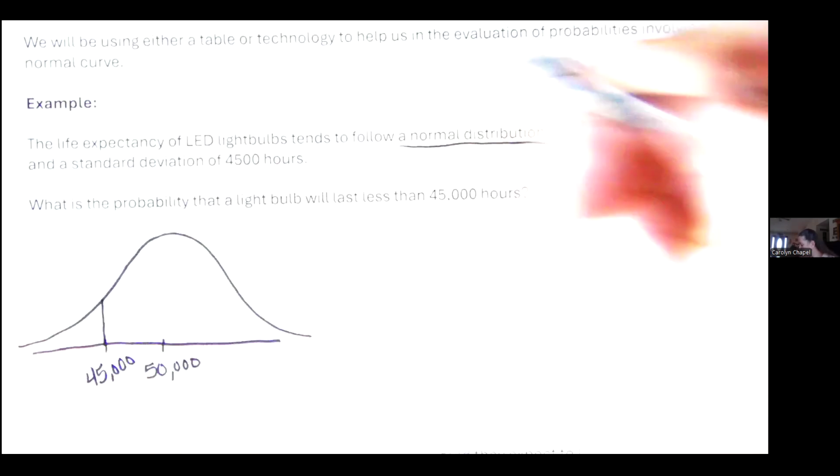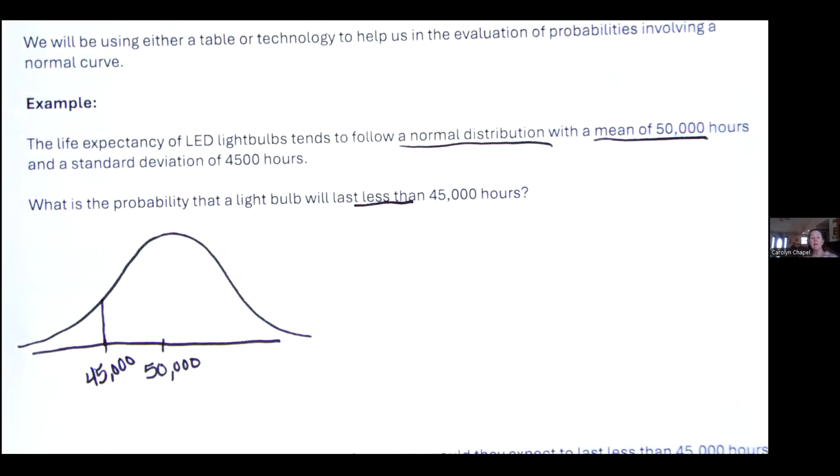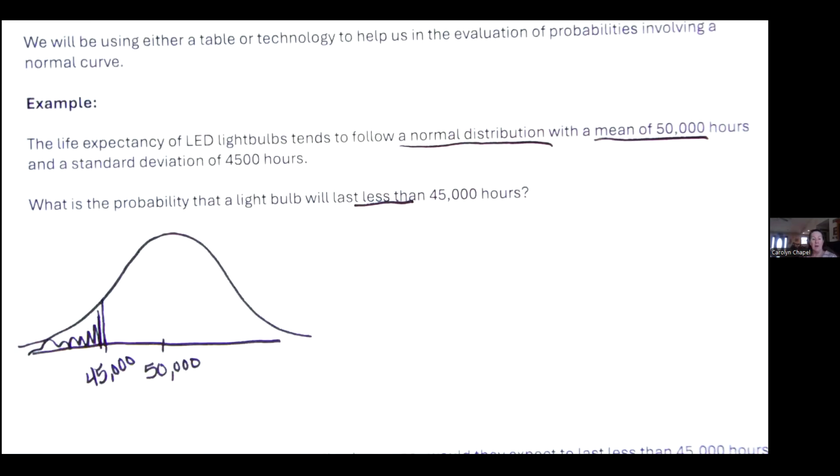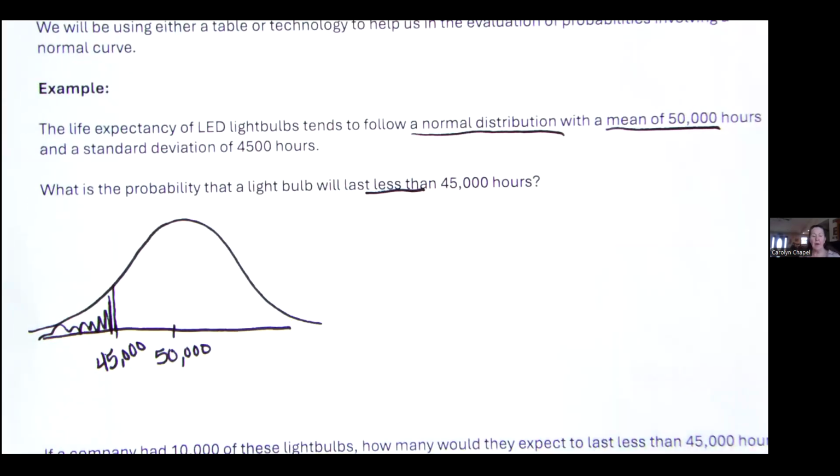And we are going less, so that would be smaller. That means I'm going to shade in that direction. Okay, and now I've got my picture. So I'm going to go to SALT and I'm going to let it do all of the hard work for me.